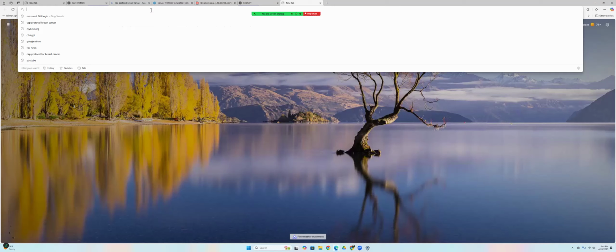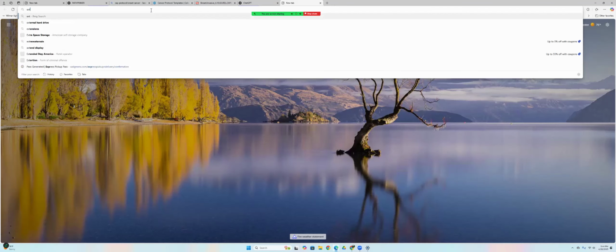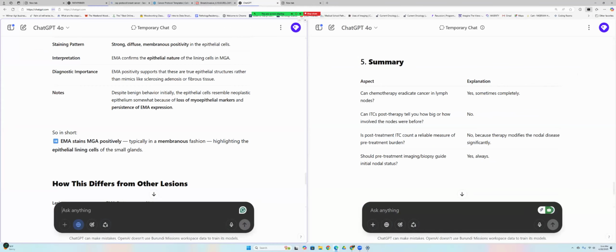Let's look at a visual picture. Extranodal extension lymph node pictures. So let's come here. Let's see.